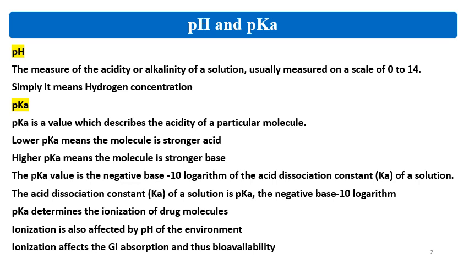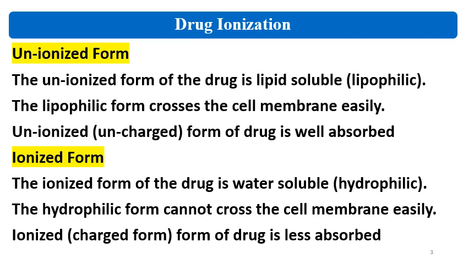Ionization is affected by the pH of the environment, and ionization affects the GI absorption, and that's why it affects the bioavailability. So now you think how the pKa of the drug molecule is related to the GI absorption and the bioavailability. So whenever you are developing a formulation, at that time don't forget to check the pKa of the drug molecule. Now we will see what is drug ionization, what is the unionized form, and what is the ionized form of the drug, and how it is related to the pH and pKa.